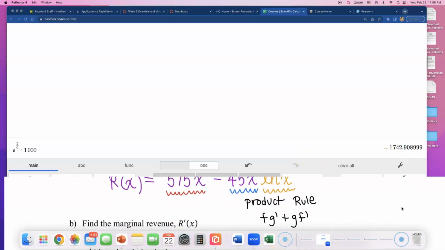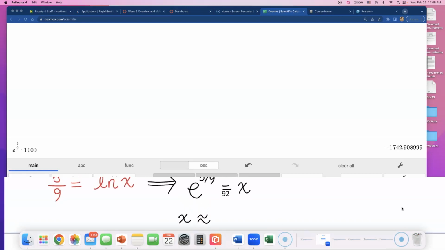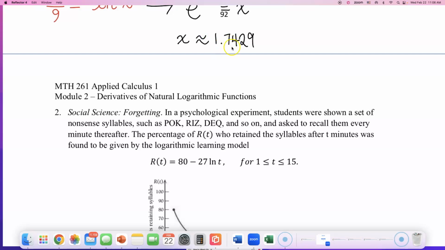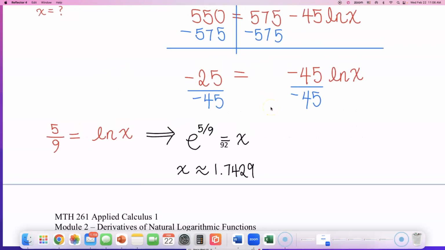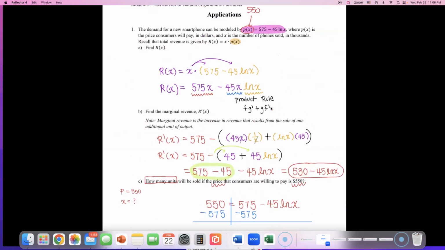So here's my final answer. I'll say x was, what was it before I multiply? 1.7429, right? But if I multiply by 1,000, because we're talking about thousands of phones, we can say our final answer is 1,743 phones, just because the unit of these phones was in thousands in this problem.